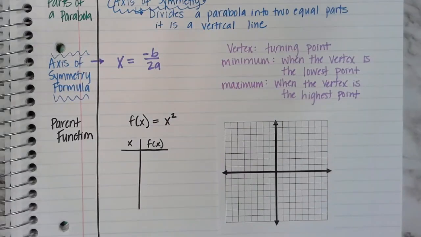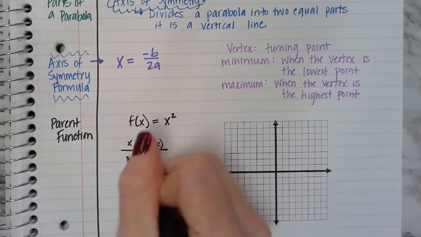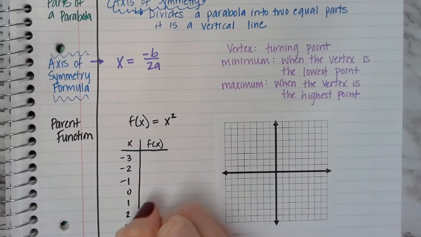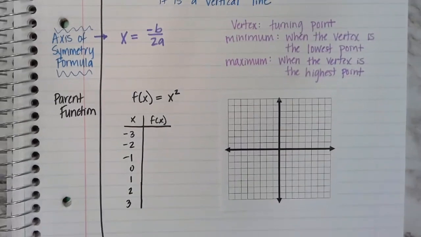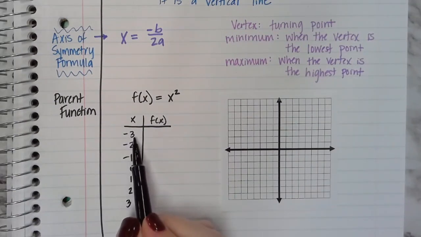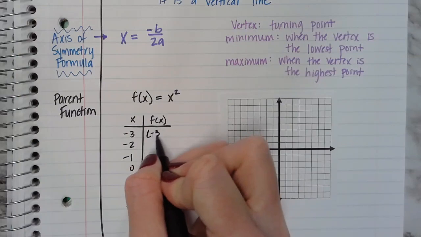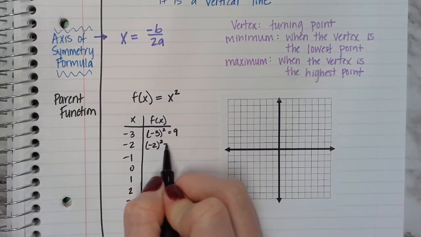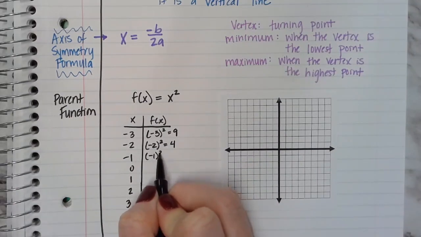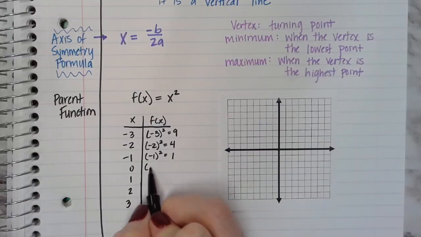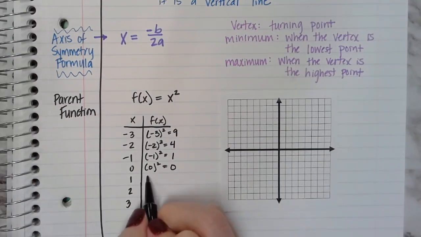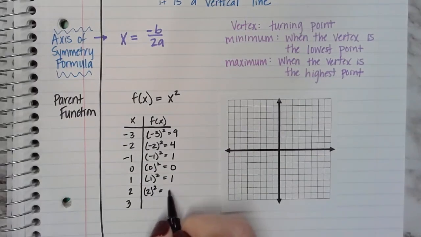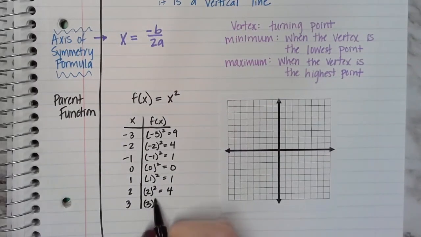And we'll number these -3, -2, -1, 0, 1, 2, 3, just like we did with our absolute value function. Now if I plug this in, -3 squared is 9. If I plug in -2 squared, -2 squared is 4. -1 squared is 1. 0 squared is 0. 1 squared is 1. 2 squared is 4. And 3 squared is 9.